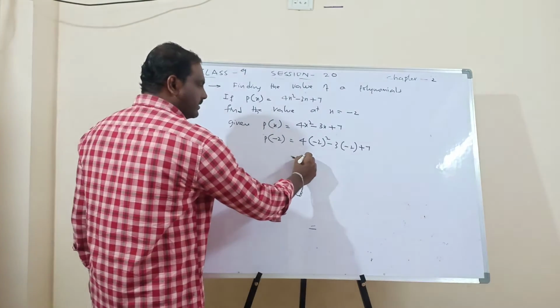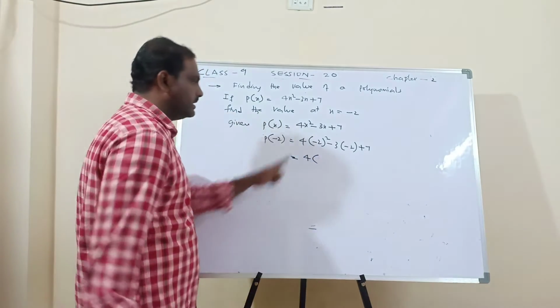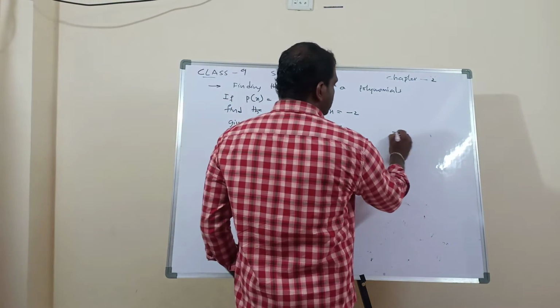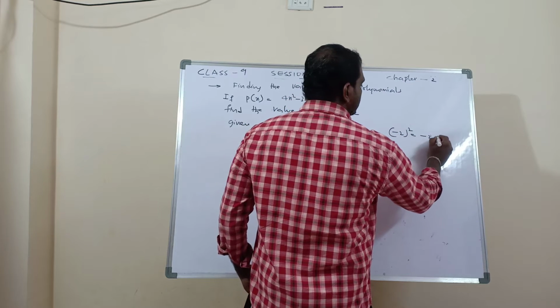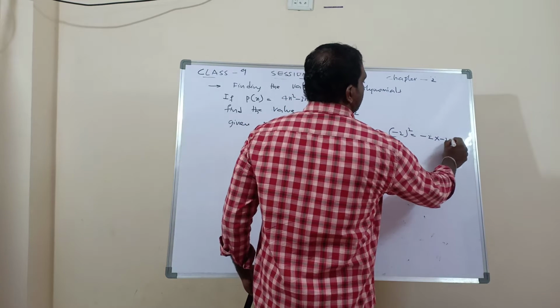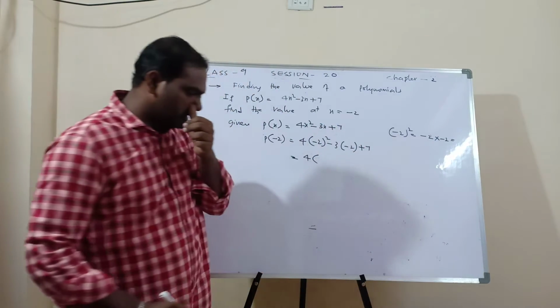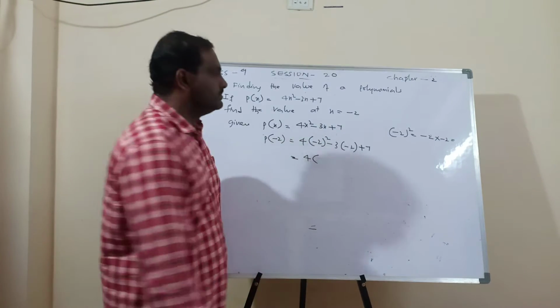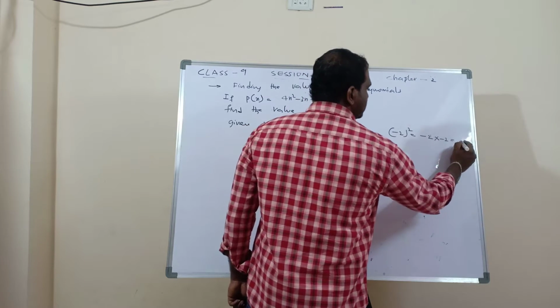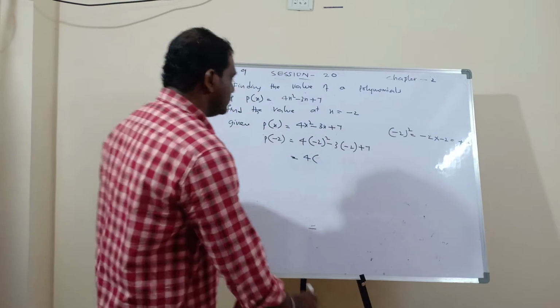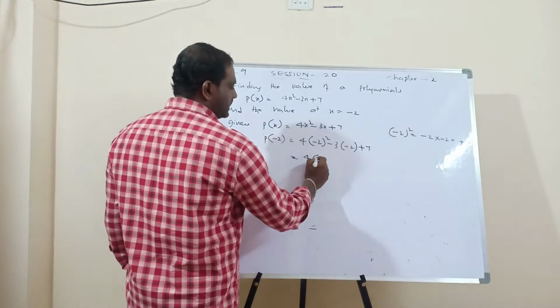Now carefully we have to do 4 into, what is this? Minus 2 whole square means minus 2 into minus 2. So we have to multiply the symbols also. 2 twos are 4. Then minus of minus is plus. So that means 4 into plus 4.